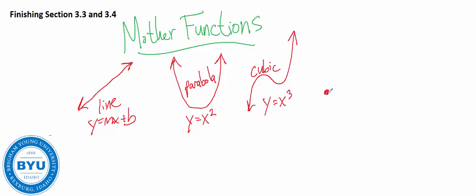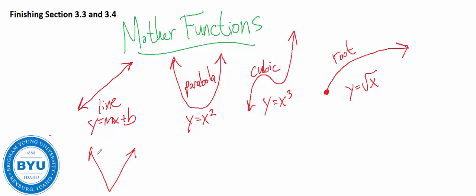There's a square root function. It starts at a very specific spot and then shoots out like that. This is y equals the square root of x, and it's a root function. A V is a mother function. This is absolute value, y equals absolute value of x. And that's a super important one as well.